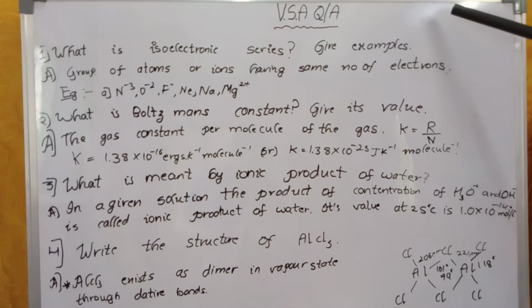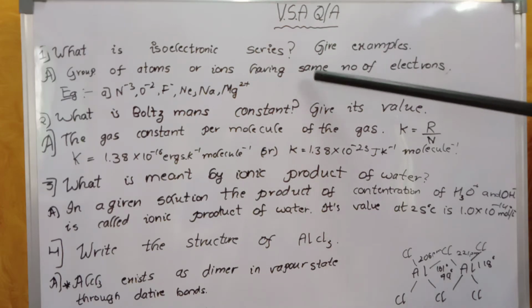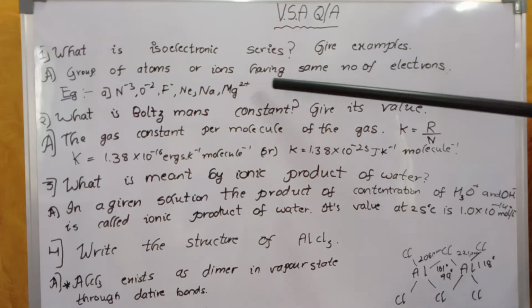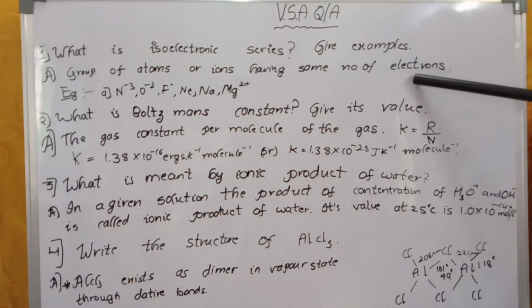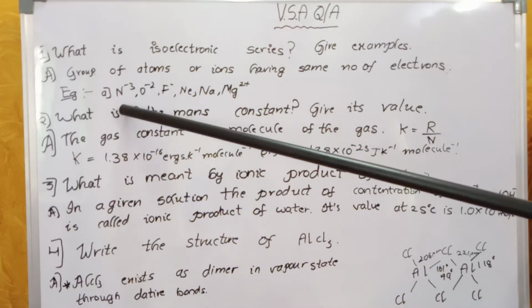So electronic means electrons. So from that we can define the term isoelectronic series as a group of atoms or ions having the same number of electrons. They may be either atoms or ions, whatever they may be, but they have the same number of electrons. For example, if you take nitrogen, its atomic number is 7. When it gains 3 electrons, it gains the negative charge and becomes N minus 3, which has 10 electrons.